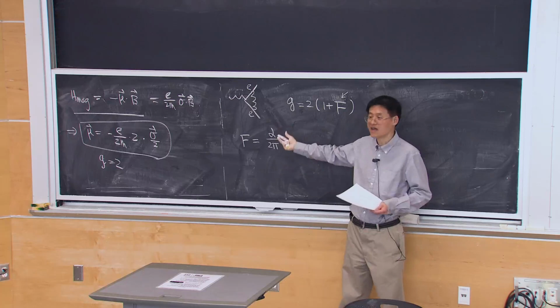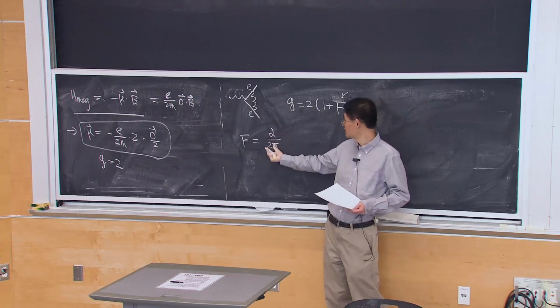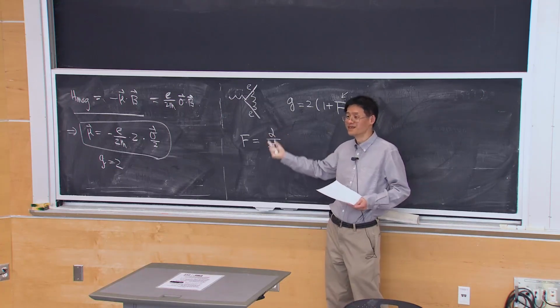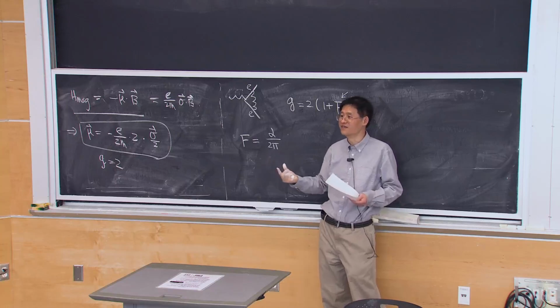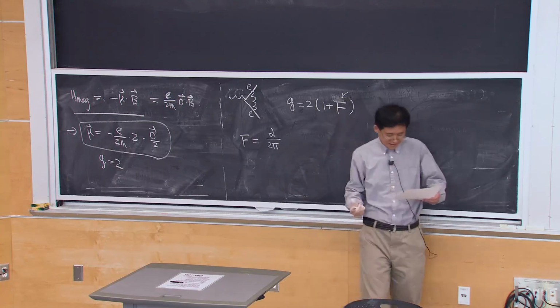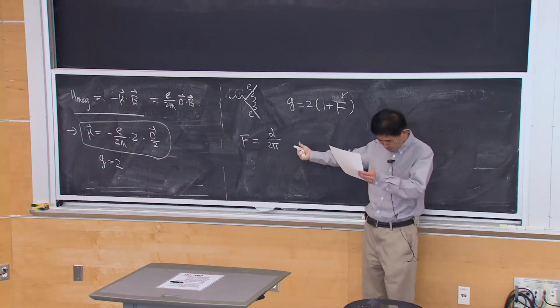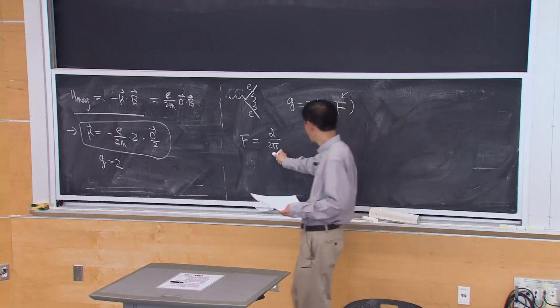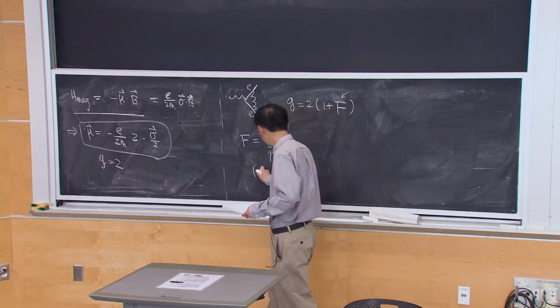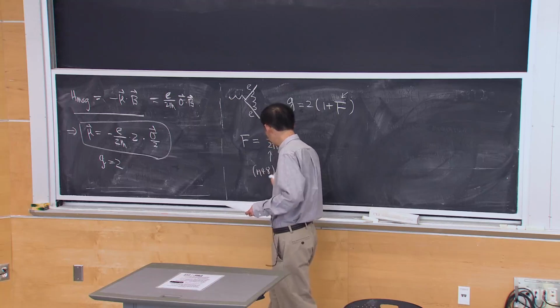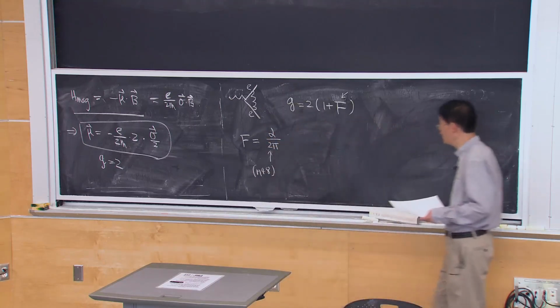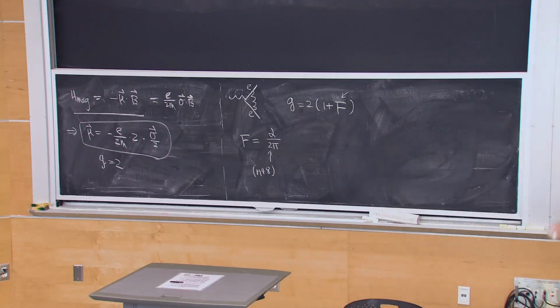Because this correction has to be proportional to alpha, and then for this number you do a very hard calculation, and you find this 1 over 2 pi. And this actually agreed with the experiment very well. This was first calculated by Schwinger in 1948. It was really a theoretical triumph at that time, and agreed very well with experiments.